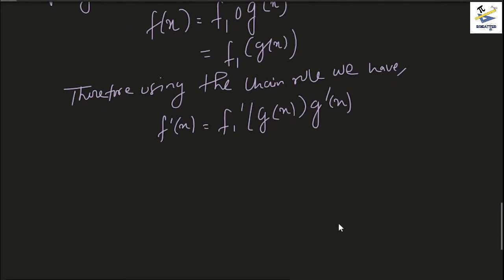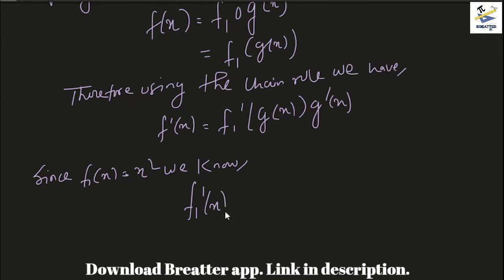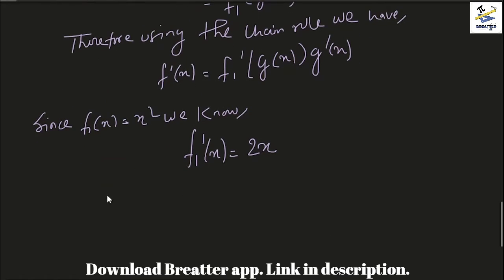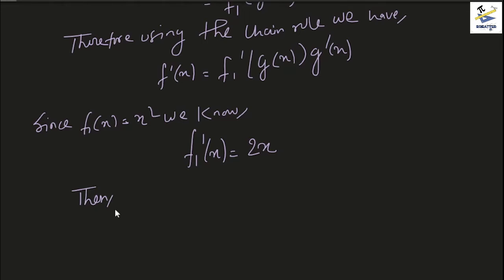Okay, now since f1 is just a polynomial, since f1 x is just equal to x squared, we know, using the rule for the differentiation of powers of x, that d/dx of x to the power n is just n into x to the power n minus 1. So here also we can easily write this is equal to 2x, right? And that would actually do it, because then f prime of x, which we actually wanted, would be 2 g x into g prime x, right?